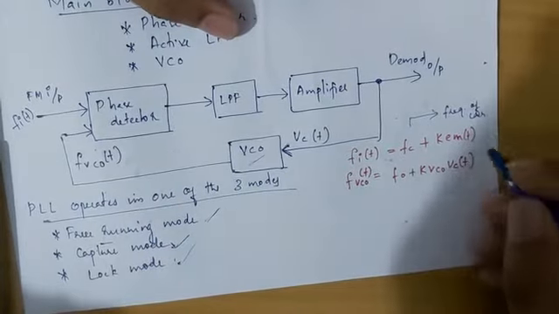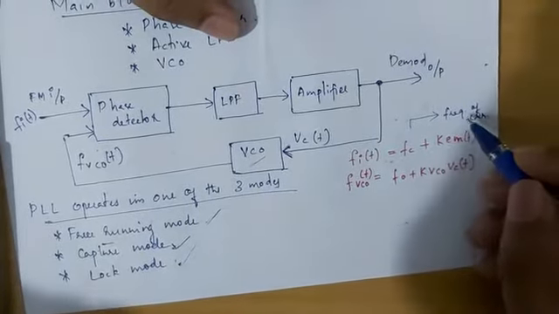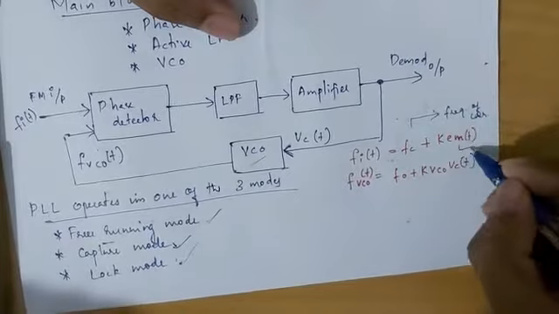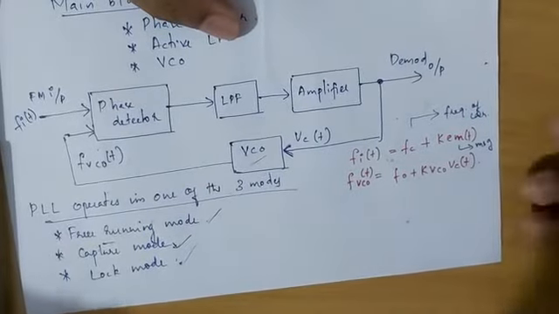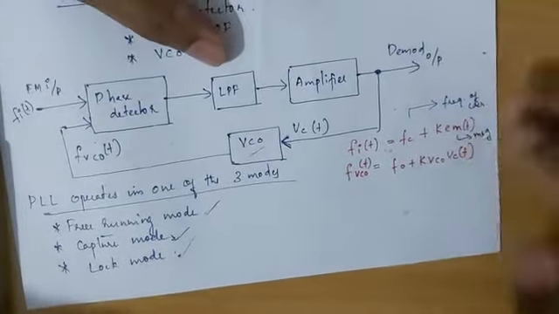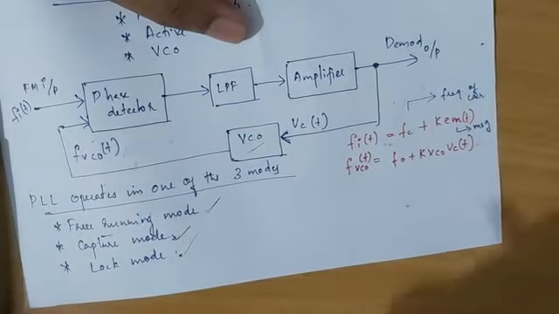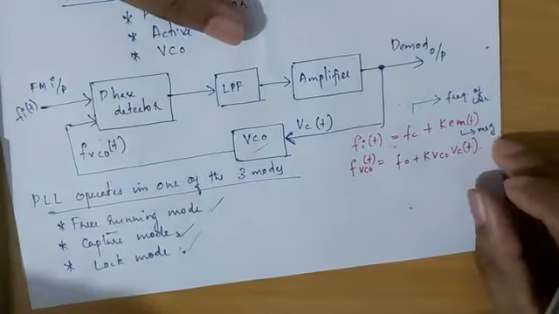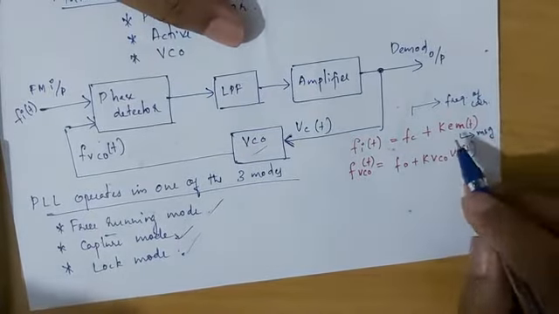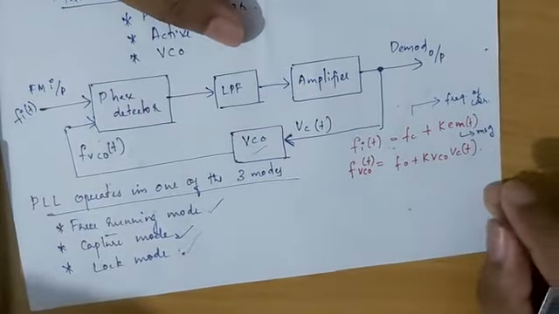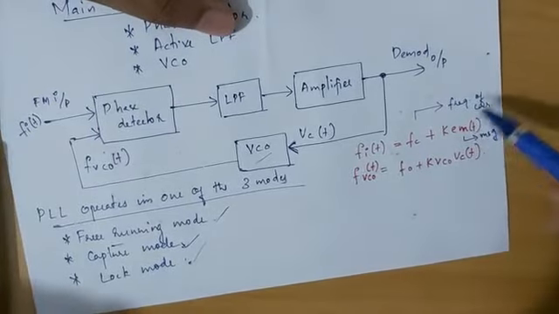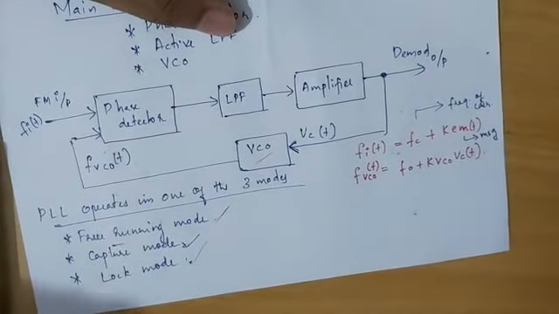Carrier signal. K is the frequency sensitivity, and em of t is our message signal, so that you have learned in the previous lessons. Fi of t is equal to Fc plus K into em of t. Fc is the frequency of the carrier signal, K is the frequency sensitivity, and em of t is the message signal. So we have to get back our em of t, that is the message signal.